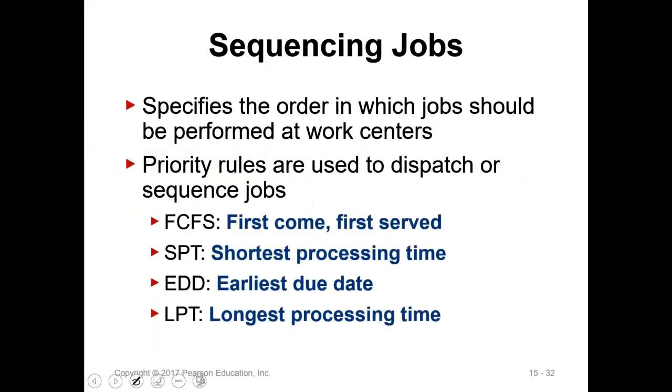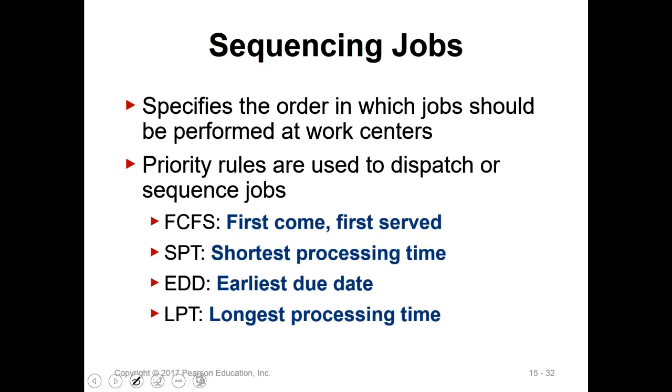You have this schedule. And the second example, this is kind of a review of a previous class. The second example is sequencing jobs. If you have several jobs to come, how are you going to schedule them? And then there are different priority rules. You have first come, first serve, or shortest processing time, or earliest due time, or the rule to assign or sequence these jobs, longest processing time.